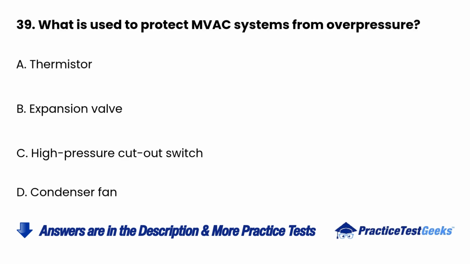39. What is used to protect MVAC systems from overpressure? A. Thermistor. B. Expansion valve. C. High pressure cutout switch. D. Condenser fan.